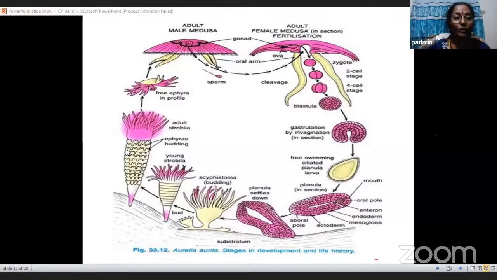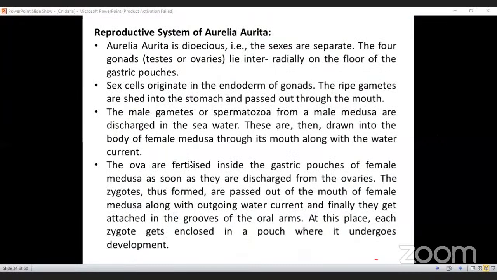So here when you count, there are 3, 4, 5, 6, 7, 8, 9, 10, 11, 12. A dozen ephyra is present over here. So from one single planula larva, you're going to have a dozen Aurelias. Got that point? Okay, ma'am. Thank you, ma'am. Yeah. Welcome.